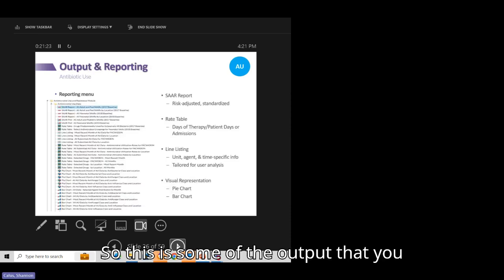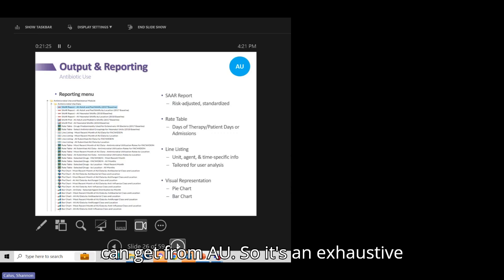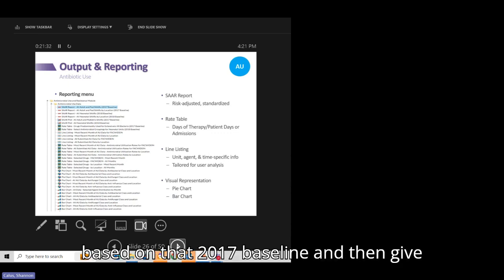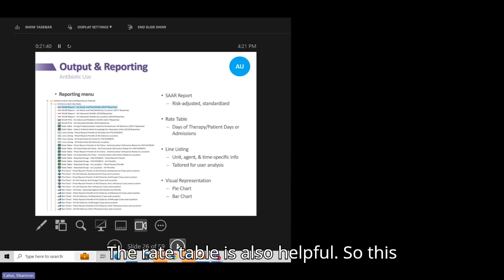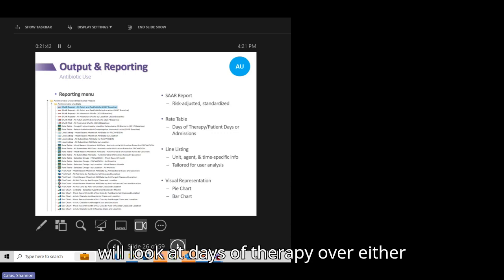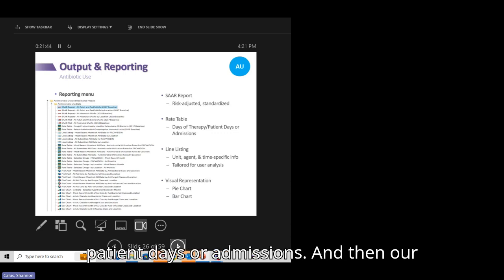So this is some of the output that you can get from AU. It's an exhaustive list, but I've broken it down. The SAR report I think is most useful. Again, that's going to be risk adjusted based on that 2017 baseline, and then give you the ability to see where you stack up compared to others. The rate table is also helpful. This will look at days of therapy over either patient days or admissions.